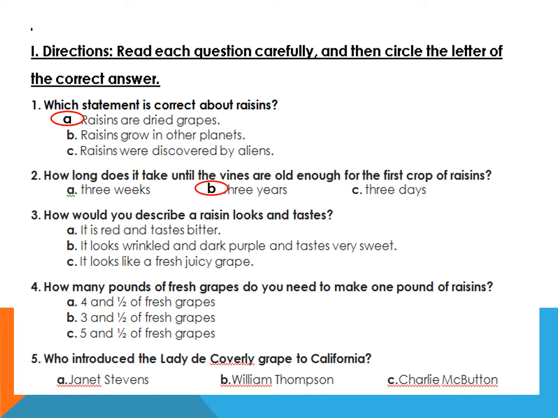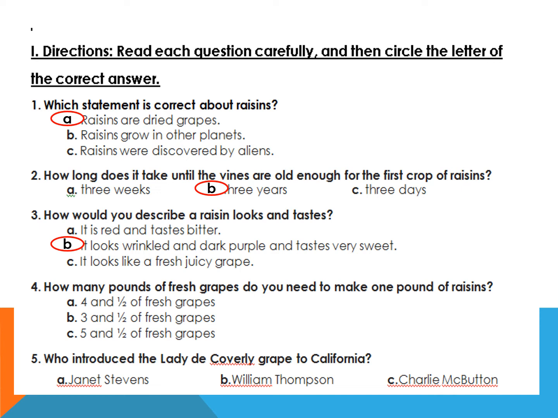3 years. Number 3. How would you describe a raisin looks and tastes? A. It is red and tastes bitter. B. It looks wrinkled and dark purple and tastes very sweet. Or C. It looks like a fresh, juicy grape. What do raisins look like? The answer is B. It looks wrinkled and dark purple and tastes very sweet.